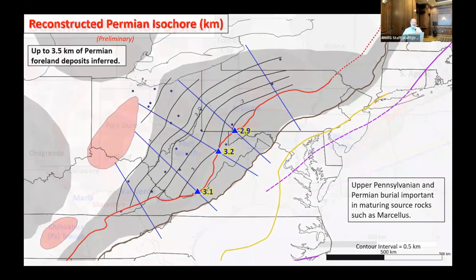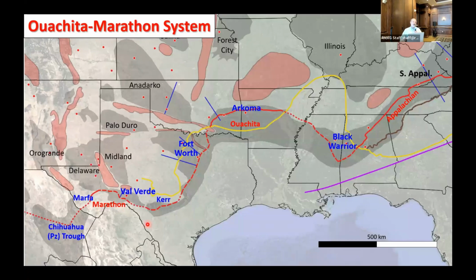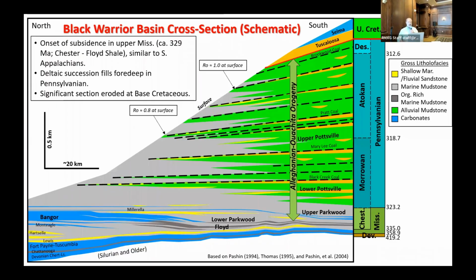So let's continue through the Ouachita-Marathon system. These are often treated as separate from the Appalachians, but I think I could show you a continuum. This is the Black Warrior. Here we see the onset of the basin in the Chesterian, in the Mississippian, and it continues up. Again, we've got erosion at the surface and under the base Upper Cretaceous unconformity, so we have to reconstruct that. But it's basically mostly a non-marine to coastal fill with a lot of coal measures in it.